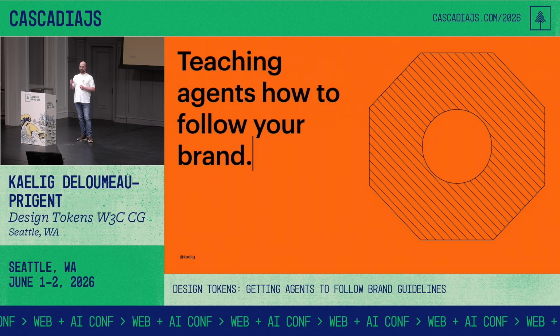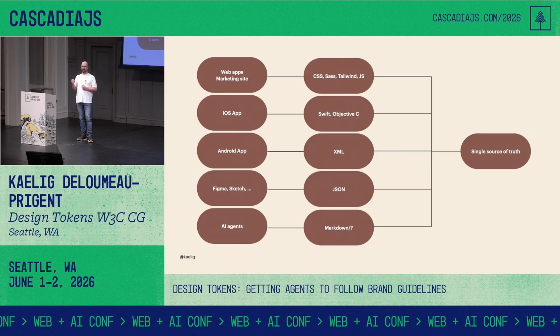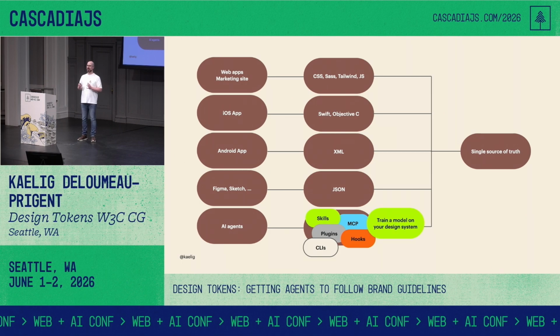So how do we teach agents to follow these brand guidelines? Well, if we go back to our diagram here, and we look at AI agents at the bottom, it's possible to create skills that describe your design decisions. It's also possible to create MCPs, plugins to bundle those, hooks to make sure that at certain times of the agentic lifecycle, you've got verifications that those tokens actually exist. You can build CLIs. And if you want to get very fancy, you can even train a model on your design system and your design tokens.